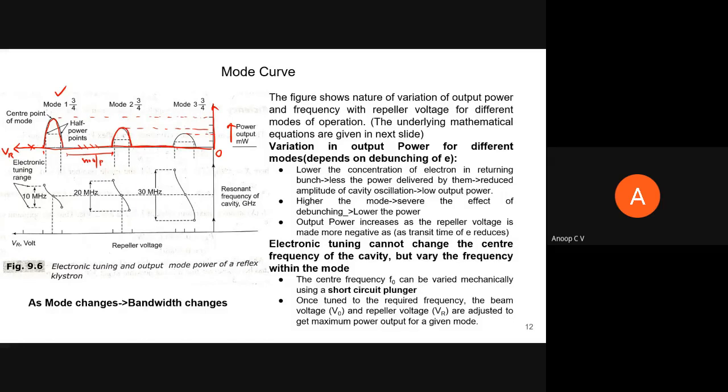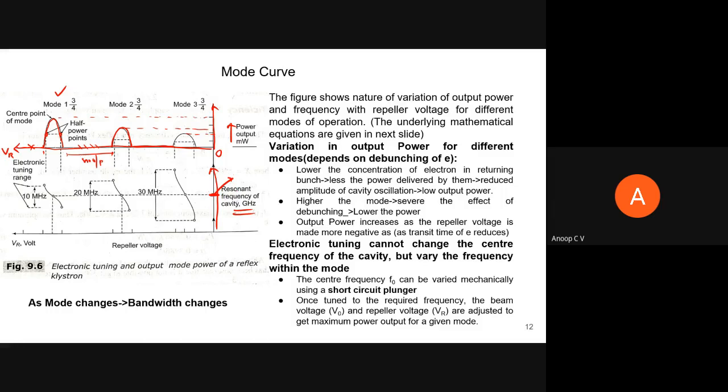Now we are interested to know, if these are the half power points, what frequency contents are present. So for that we have the second graph. In this graph, the axis is frequency in gigahertz, and this is the resonant frequency.